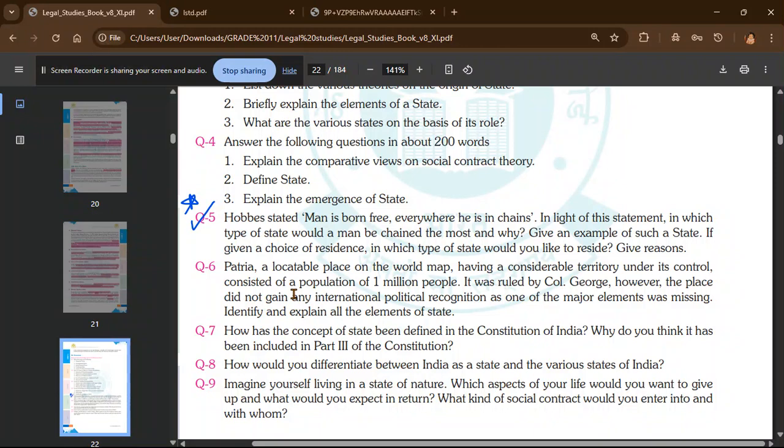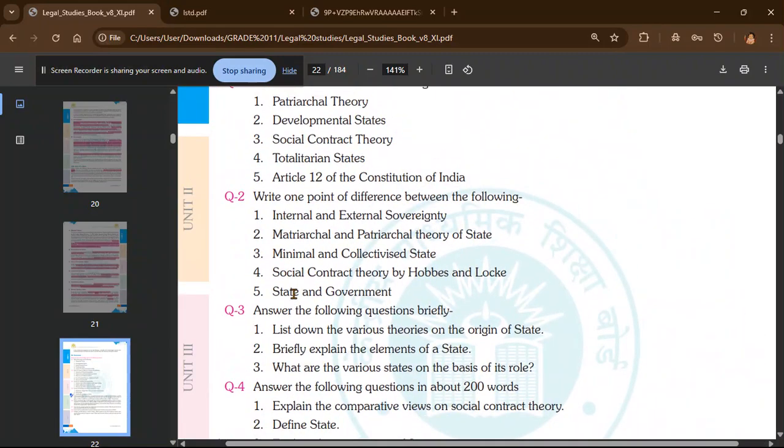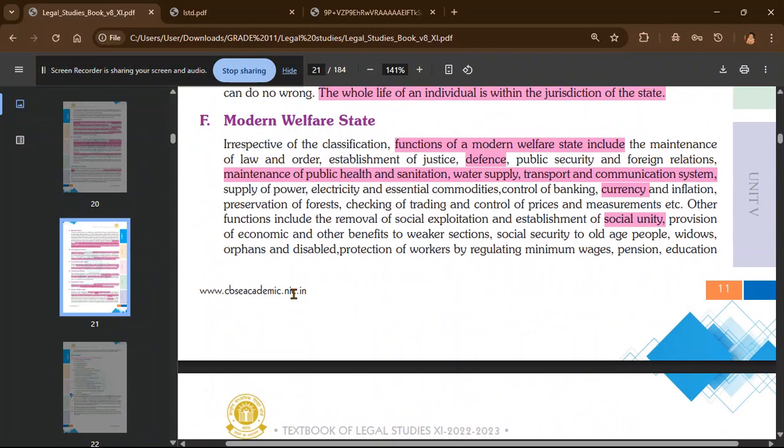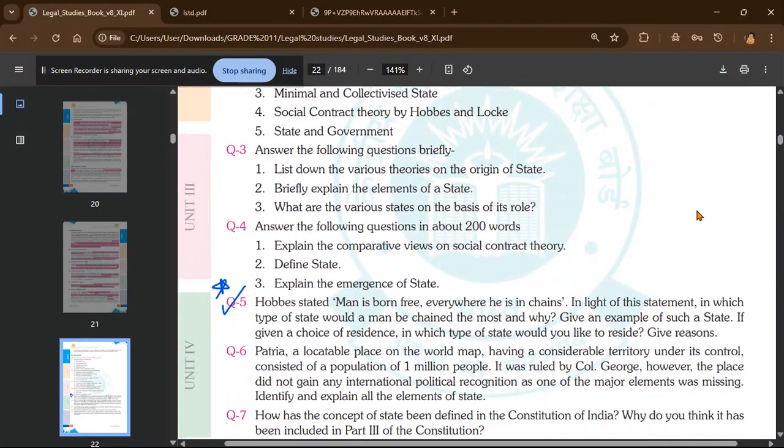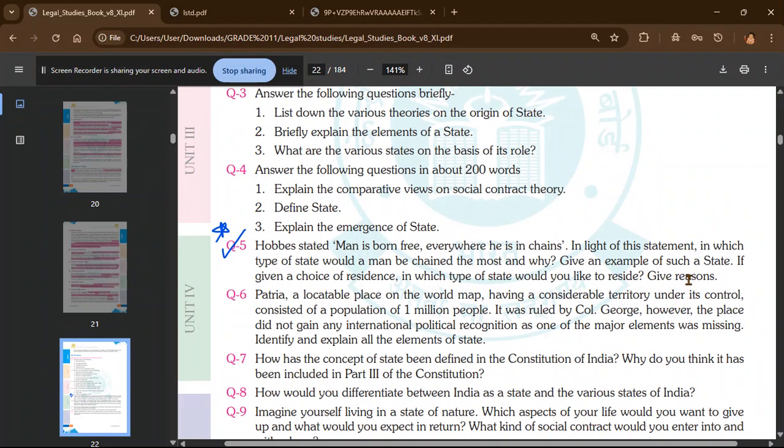reside? Give reason. I would like to reside in a modern welfare state. Why would I like a modern welfare state? Because it has the objective of social welfare. It helps in the maintenance of law and order, protection of people, and increases the spirit of cultural unity among the masses. So all of these are included. So I would like to reside in a modern welfare state. Give reason, you can elaborate and write. Give reason for both, not just one. You have to give for both.